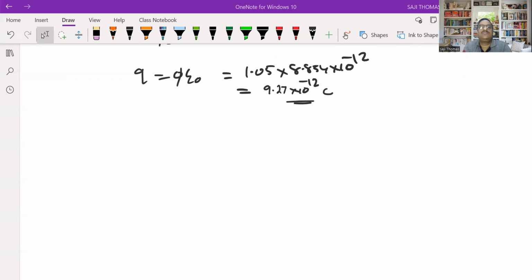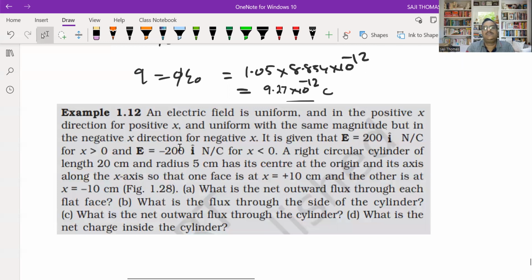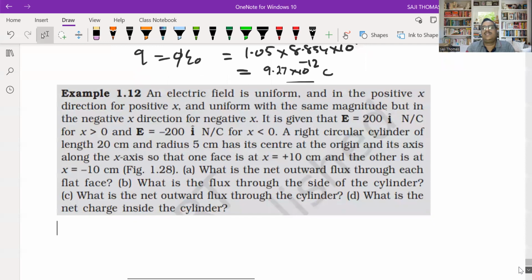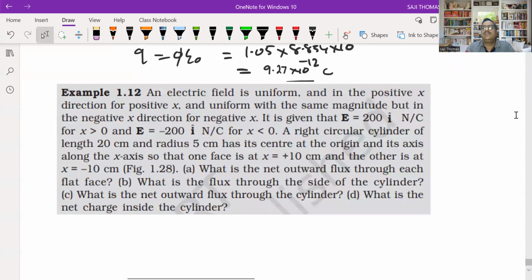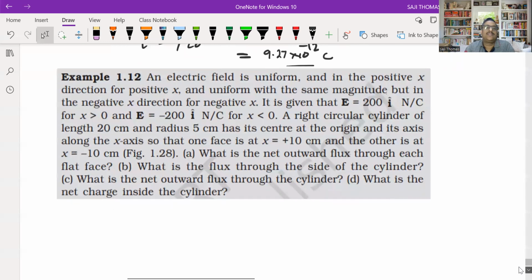So we will do one more question from the textbook. One more example from the textbook I will give you. Read the question. First thing, when you are given a question, read it, understand it. Write the given data, think and solve. So first you read the question.